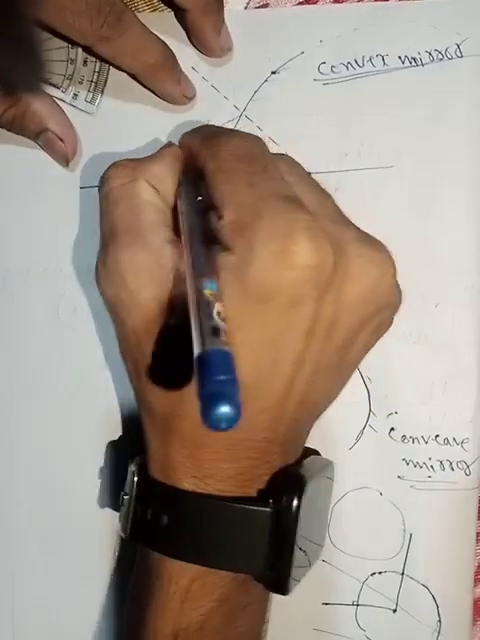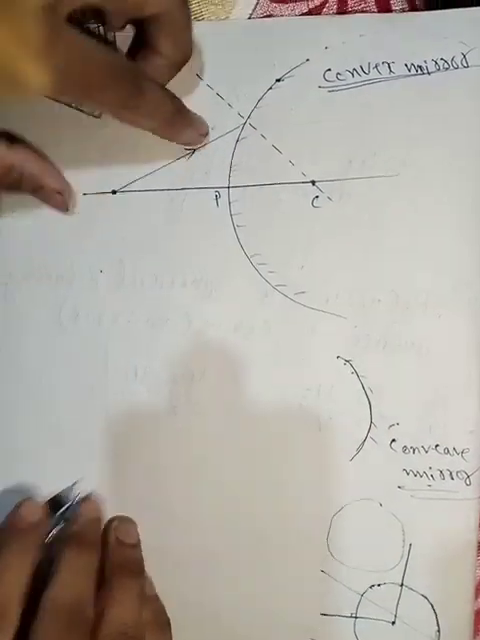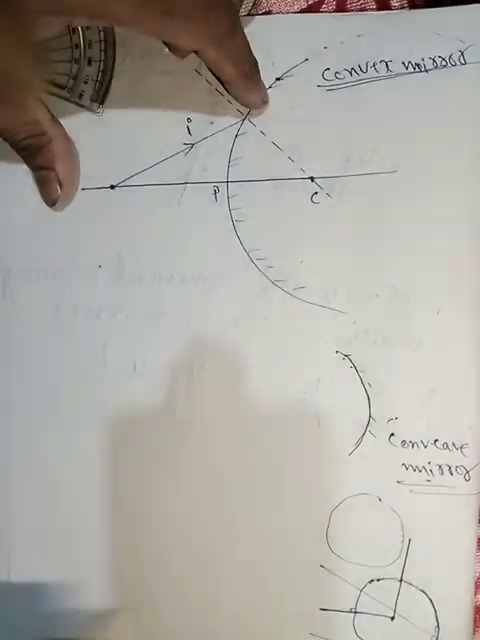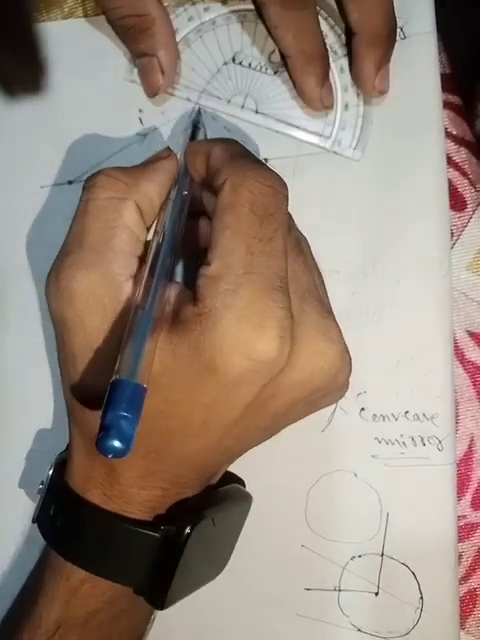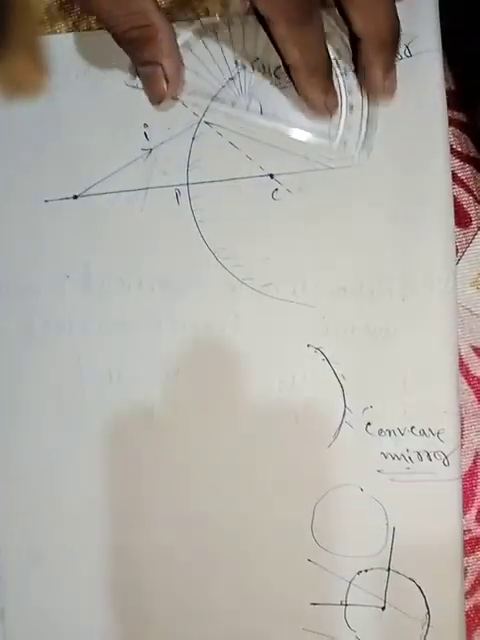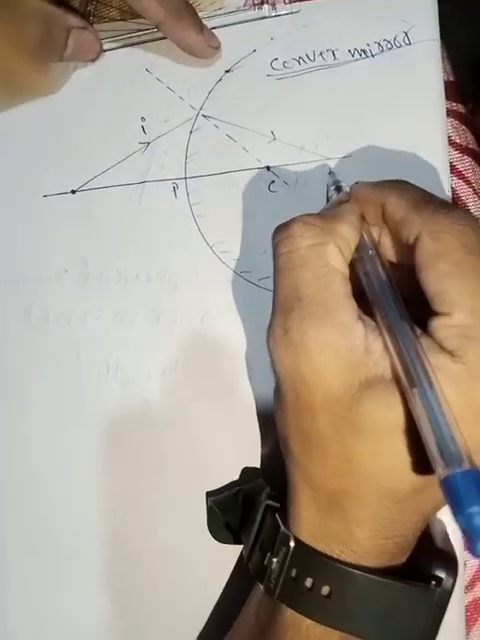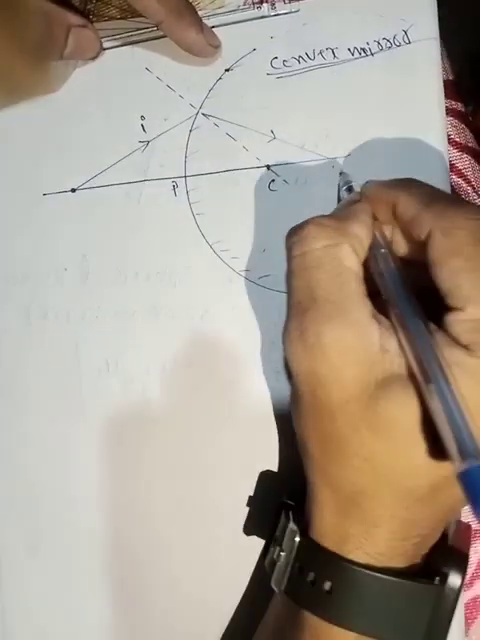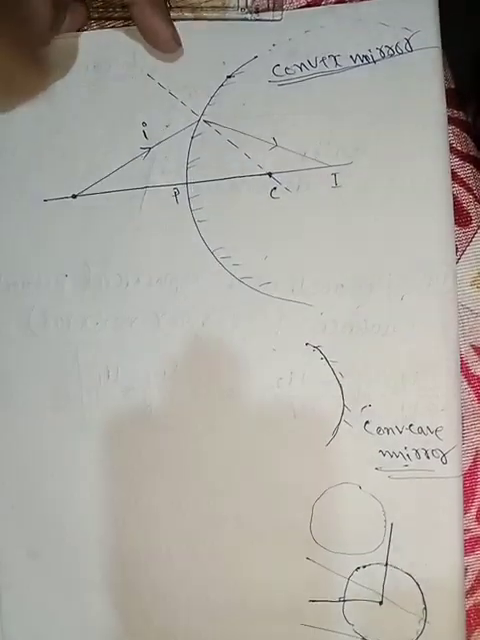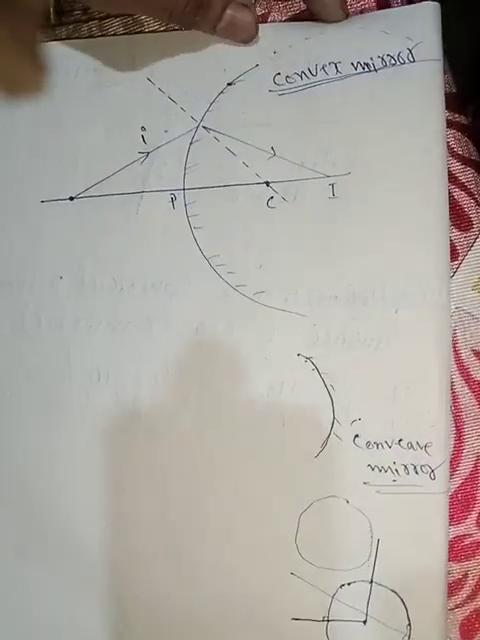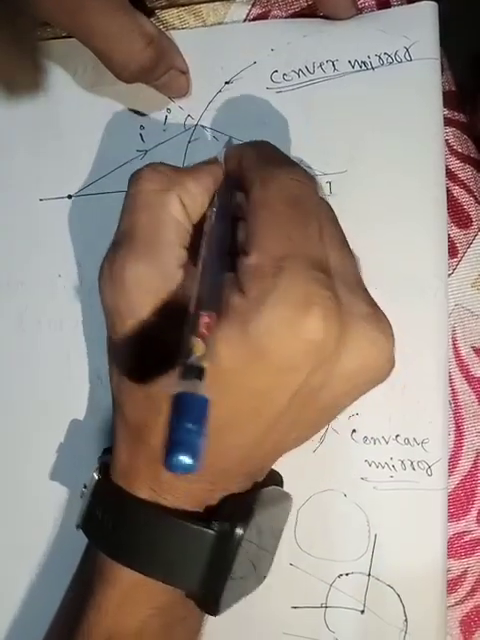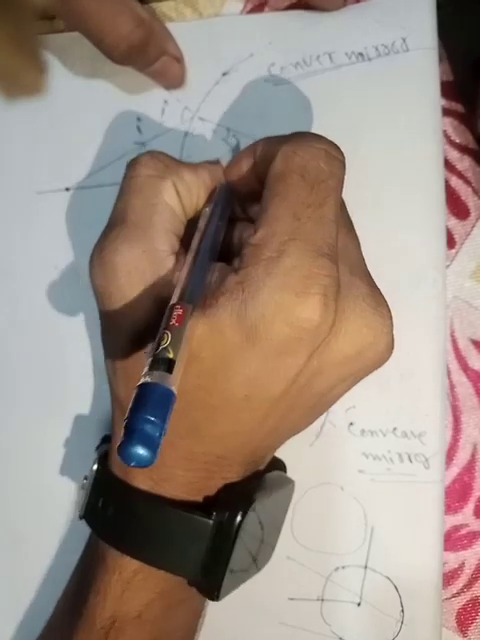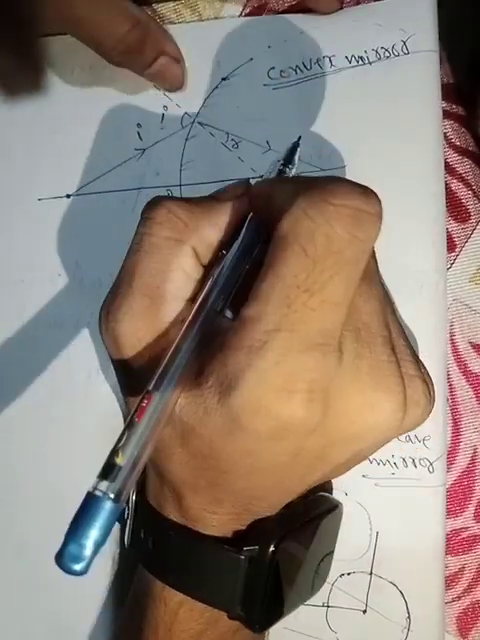When the light ray comes from the source, this is called the incident ray. The incident ray bends towards the normal. Then you will get the image here, yes or no? So this angle is referred to as the angle of incidence, and this angle is called what? Angle of refraction. Yes or no?